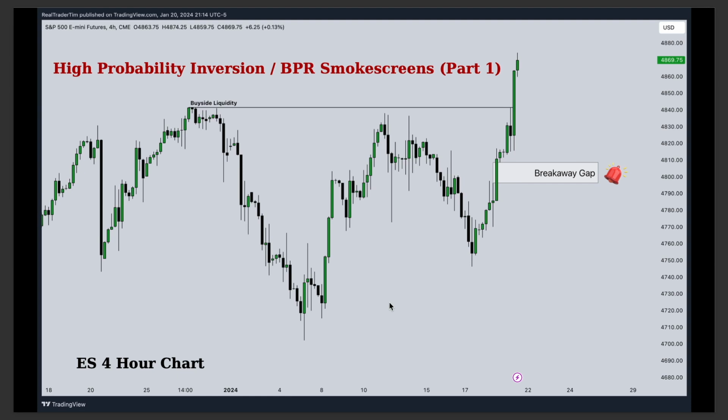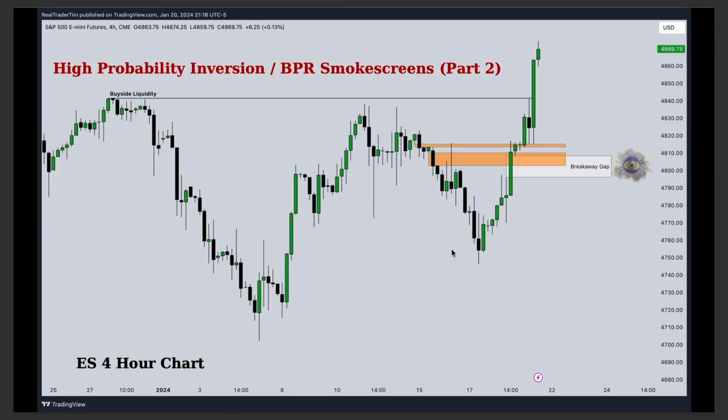Now we have moved down to a 4-hour chart, but we're still on the S&P, and we're going to be looking at high probability inversion / BPR smoke screens. So we create this fair value gap here, and if we're targeting these highs here or these equal highs over here labeled buy side liquidity, we can see that price failed to return to this fair value gap at all before reaching that target. So we need to be able to understand why that was likely to occur so we don't miss moves like this.